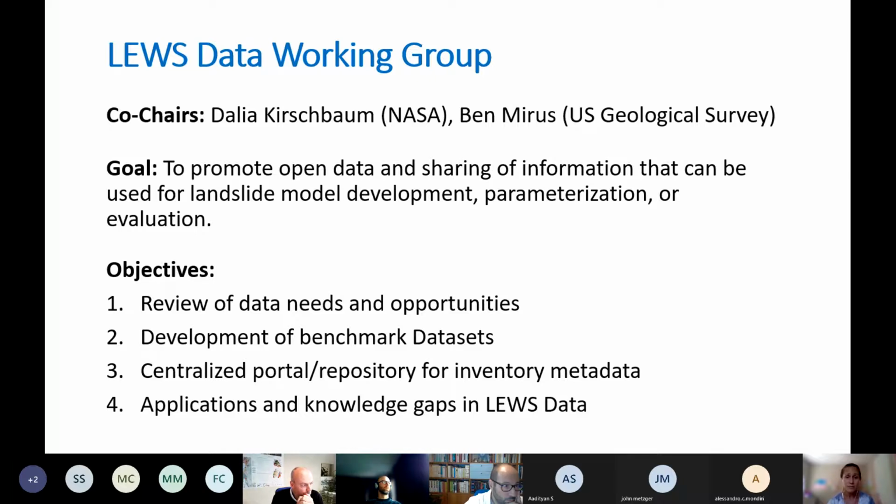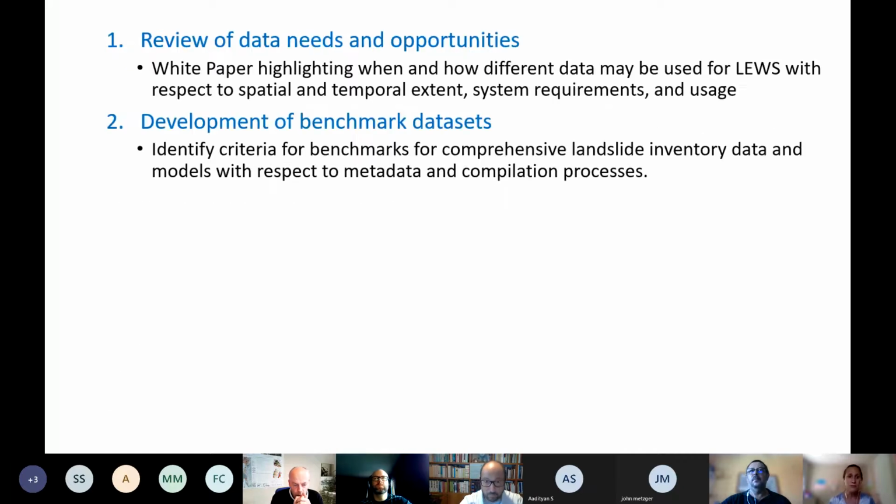To really advance our understanding of inventories to inform landslide modeling and early warning systems. And then the third is this idea of developing or conceptualizing a centralized portal or repository for inventory, either itself or metadata. I think this is something we're looking to do maybe a little bit later, but we welcome discussion on that now, or in the coming months. And then, speak to some of the applications or knowledge gaps in landslide early warning system data. That also may be part of the data needs review.